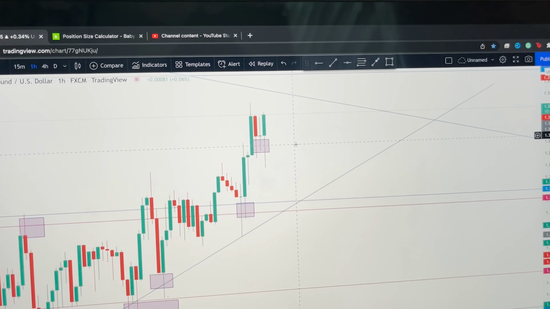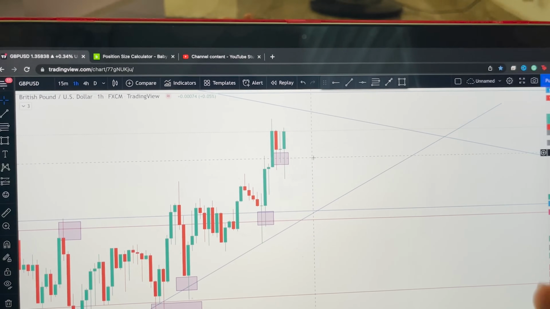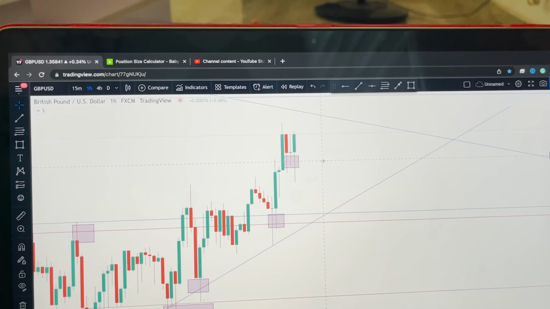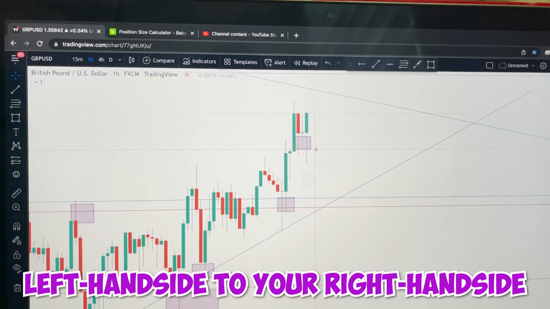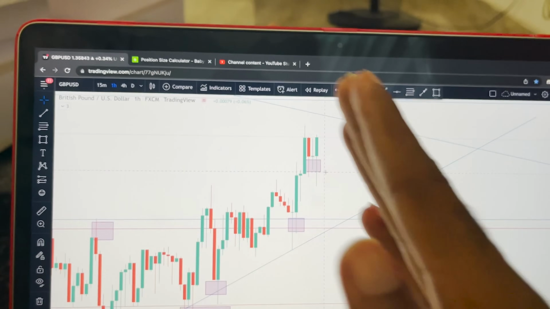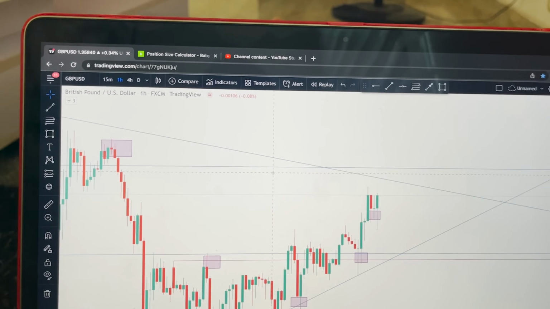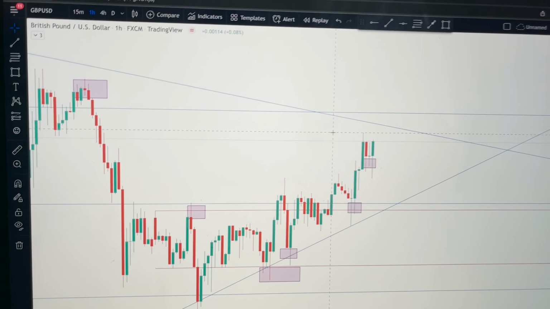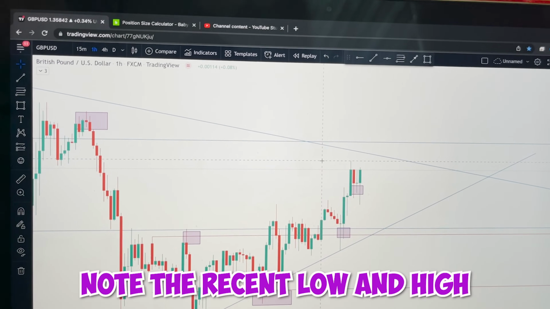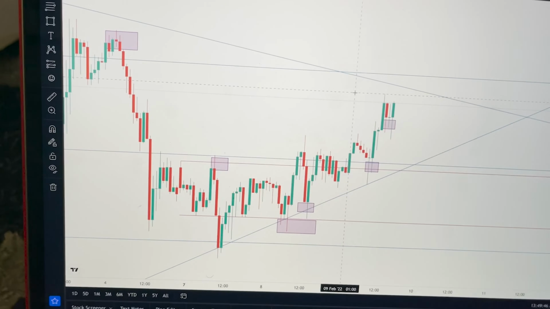So also note that Fibonacci retracement has 2 major principles that you should always remember. It has to be coming from your left hand side to your right hand side. It's always coming from this side to this side. All right. If it's for a buy, you have to note the recent low and the recent high. And if it's for a sell, you have to note the recent high and the recent low. Let me explain what that simply means.